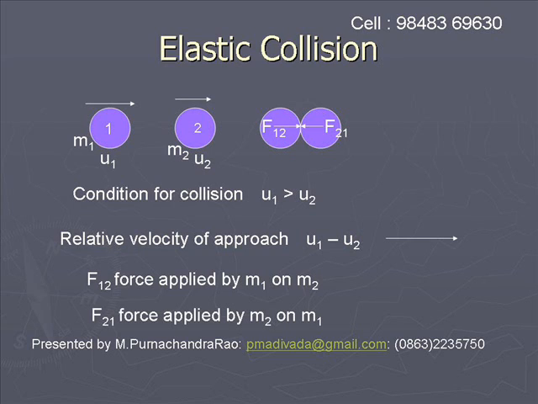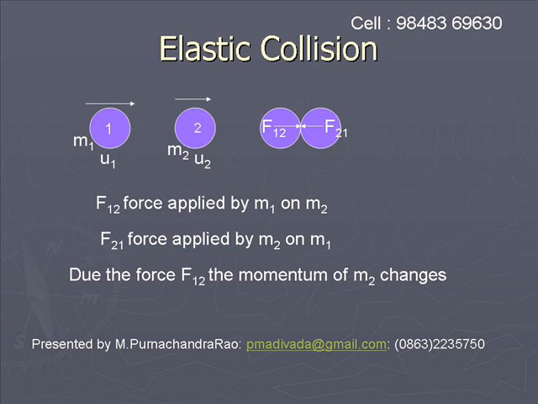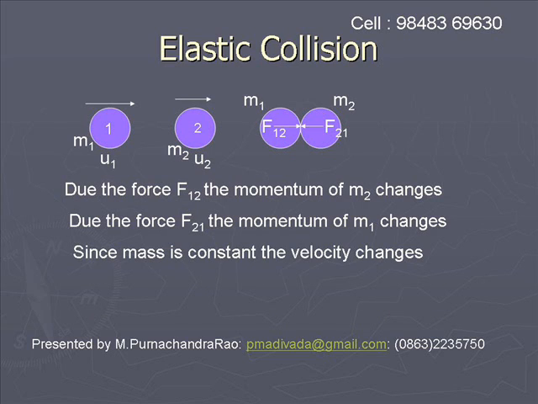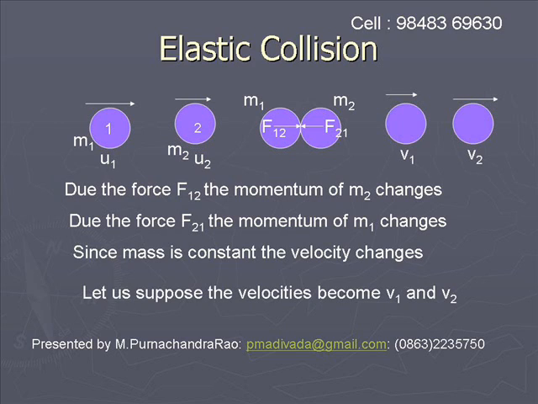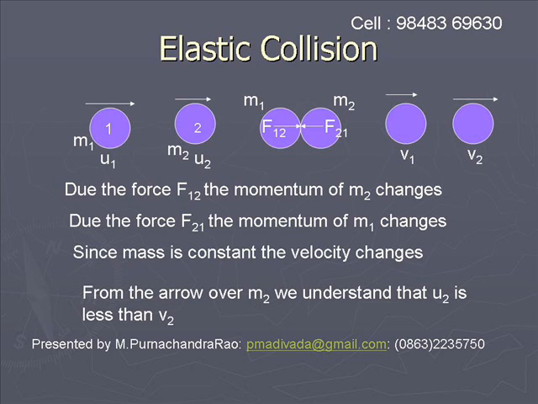So the momentum of the first body changes due to the force F21, the force applied by the second body. The momentum of m2, the second body, changes due to the force applied by the first body, that is F12. Since the mass remains constant, the velocity changes. Let us suppose the velocities are v1 and v2. v1 is the velocity of the first body after collision, and v2 is the velocity of the second body after collision.